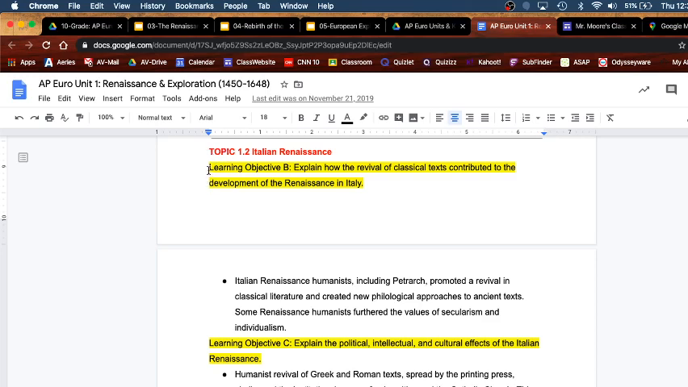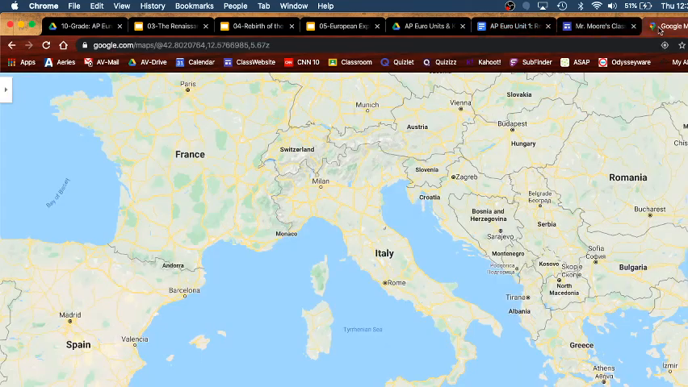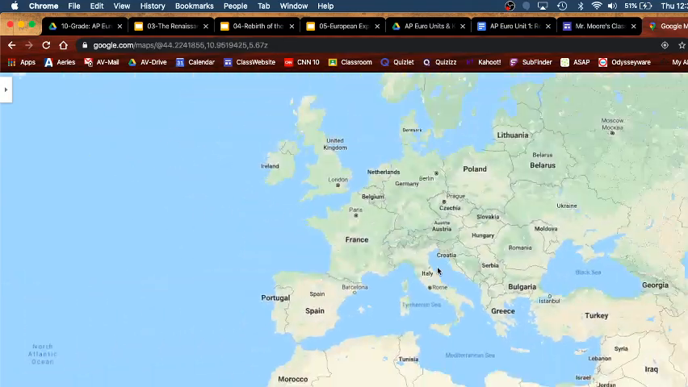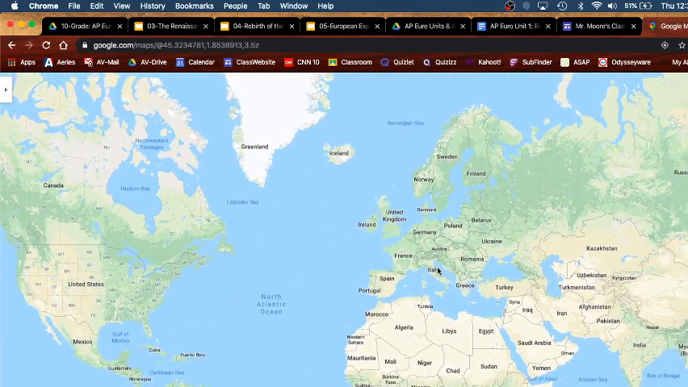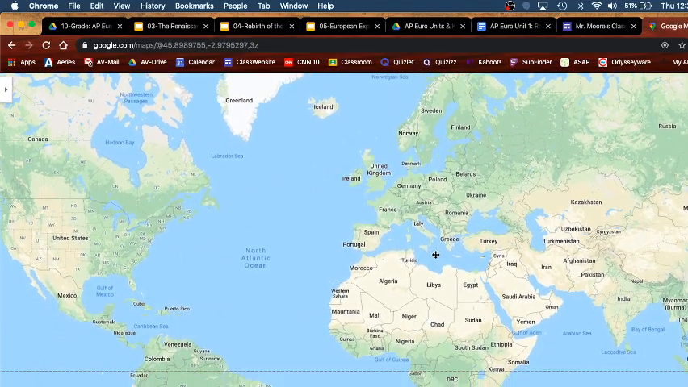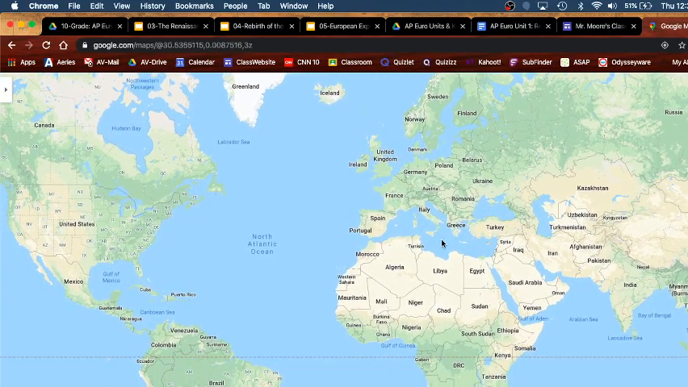The first learning objective under topic 1.2, learning objective B, says, explain how the revival of classical texts contributed to the development of the Renaissance in Italy. Again, I really like to use the map of Europe to make sure we all understand where we're talking about on the planet Earth. It's amazing how important geography is to the study of history.